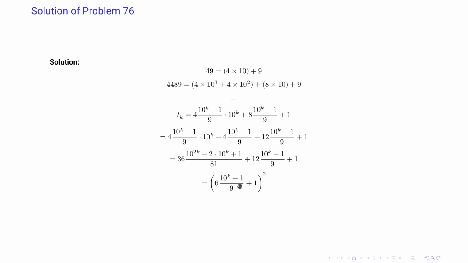So this is equal to (6 into 10 to the power k minus 1 by 9 plus 1) whole square. Now clearly 10 to the power k minus 1 by 9 is an integer, because 10 minus 1 would be 9, which is an integer 1. 10 square minus 1 would be 99 by 9, that would be an integer 11, and 1000 minus 1 by 9, that is 111. So all these will be integers, and that's how we have proved that any of these numbers in the sequence is the square of an integer.